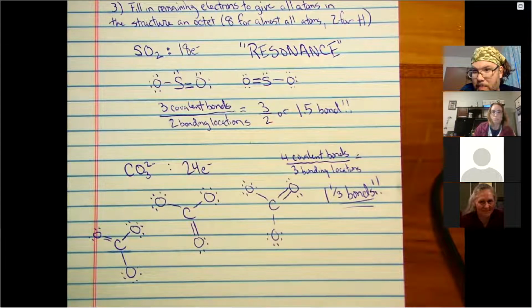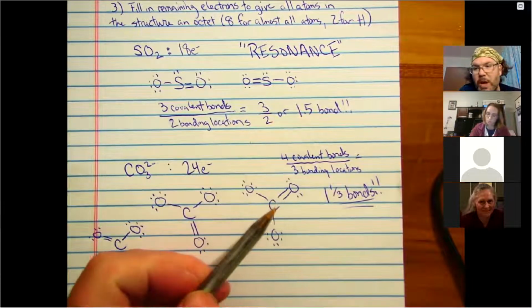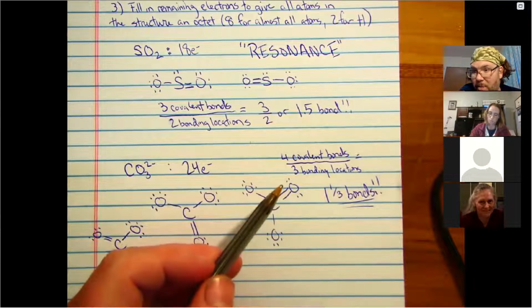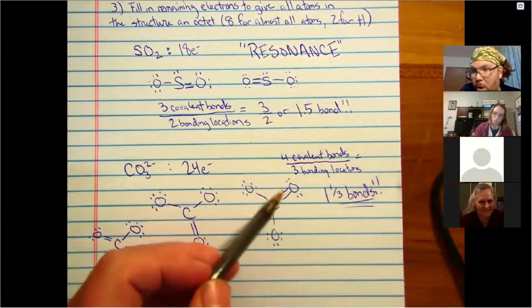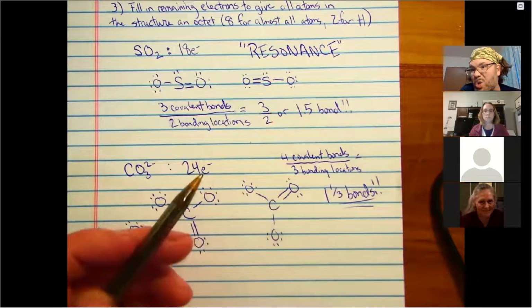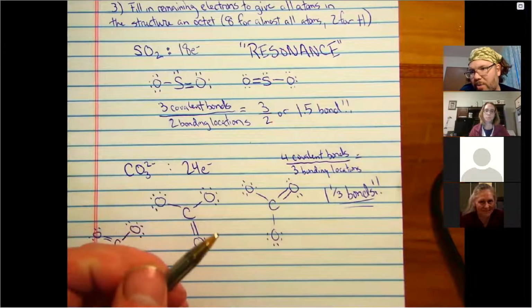Another way of thinking about that is, each one of those locations has a full pair of electrons being shared there, but the last pair of electrons is being shared over all three of those bonding locations at once. So each one of them gets a third of a pair of electrons.